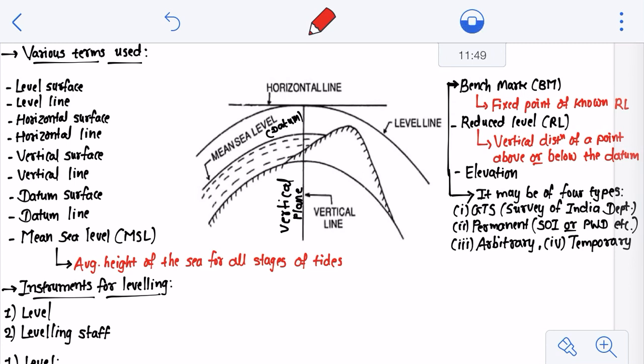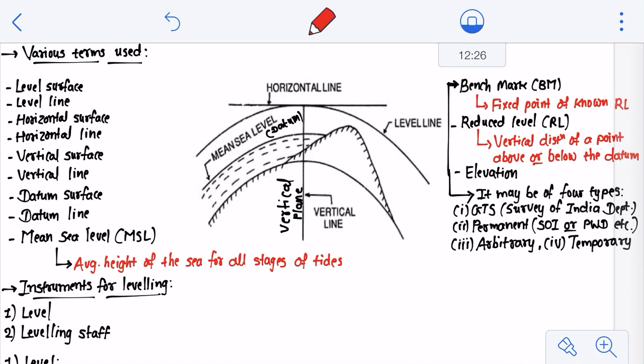We are always calling the level surface the horizontal surface, right? But the level surface, horizontal surface and vertical surface, these three are actually different. If you are working in the actual field, that is on the surface of the earth, then these three have to be different, right? So the first one is the level surface. A level surface is defined as a curved surface which at each point is perpendicular to the direction of gravity at that point, right?